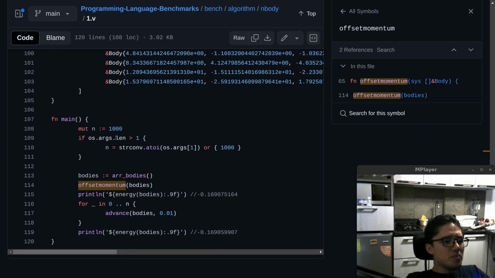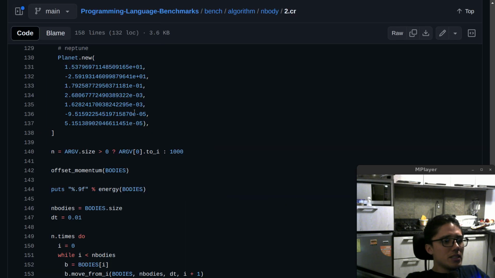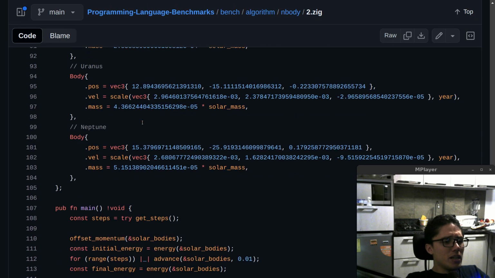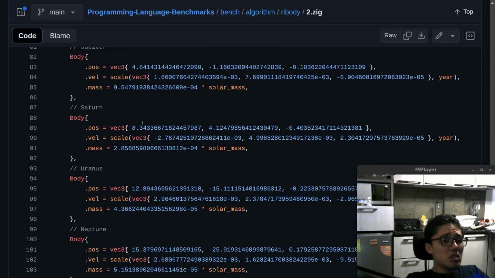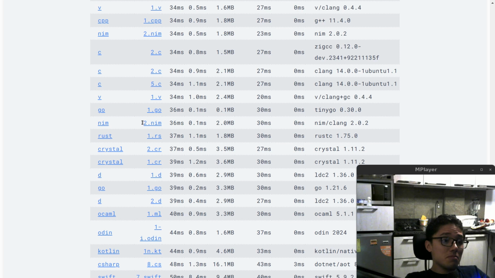So this is the B way. This is the Nim way. This is the Crystal way. What about the Zig way of defining planets? This one. I actually like this. It's not bad actually. I mean, good. Okay, let's continue.